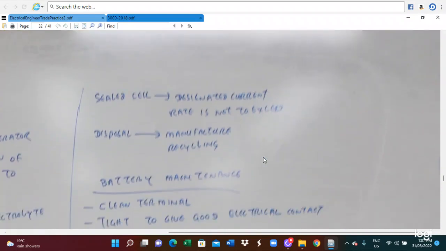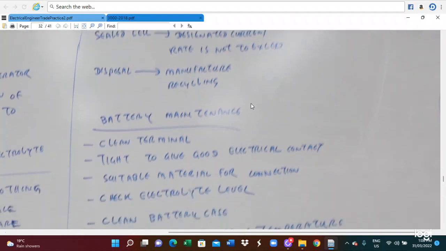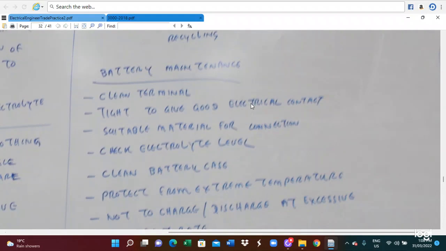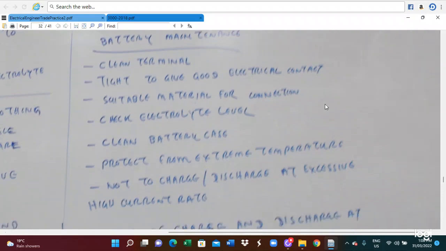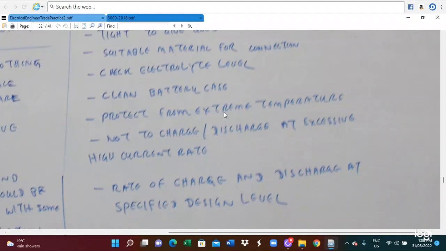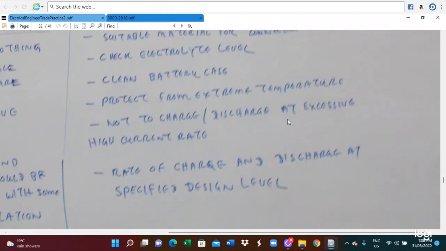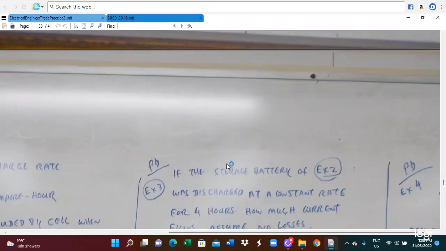So that the cells are producing a designated current. And we must follow the appropriate manufacturer's recycling procedure. We need to maintain a battery. So we need to clean the terminal of the battery. We have to tighten it to get a good electrical contact. Suitable material for the connection must be utilized. We have to check the electrolyte level. We need to clean the battery case. We need to protect against extreme temperature, and not charge or discharge at an excessive high current rate. The rate of the charge and the discharge at a specific design level is important.